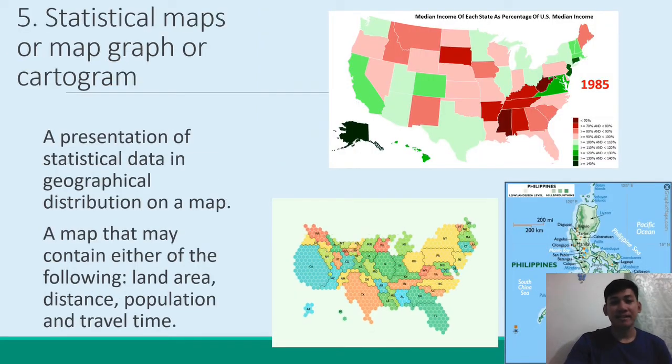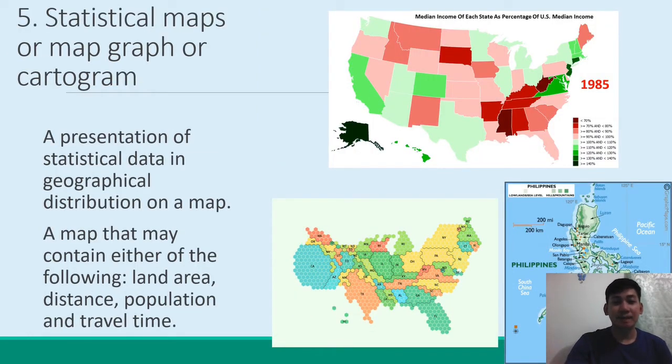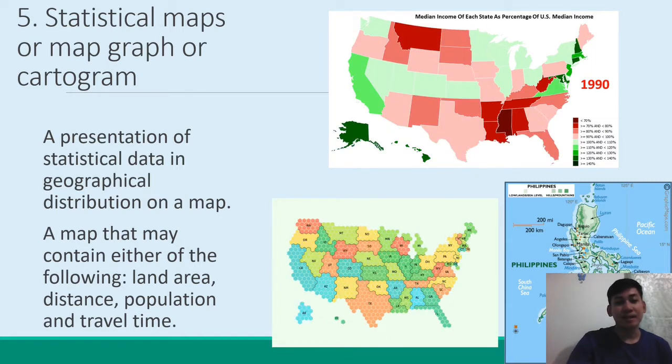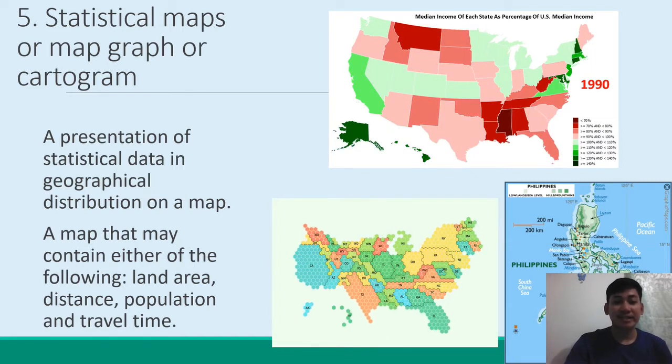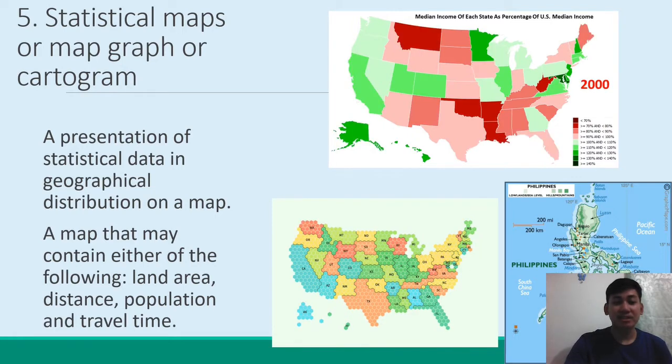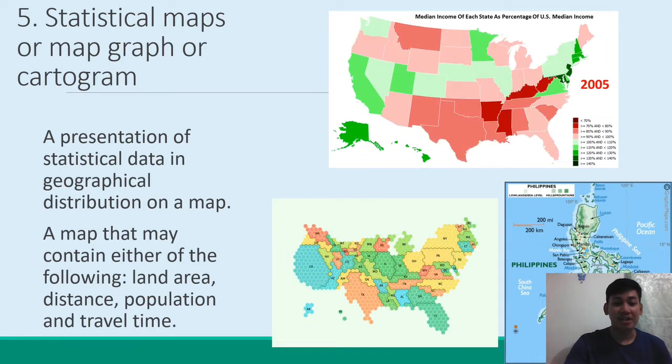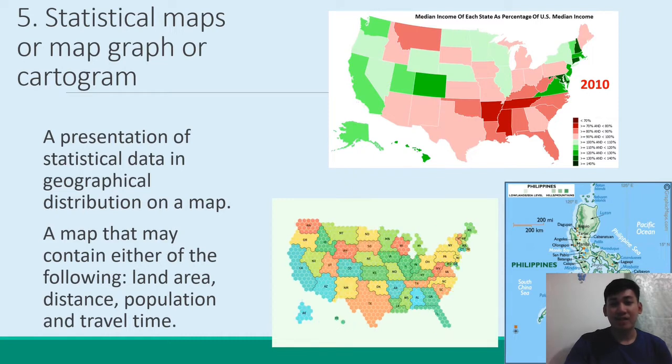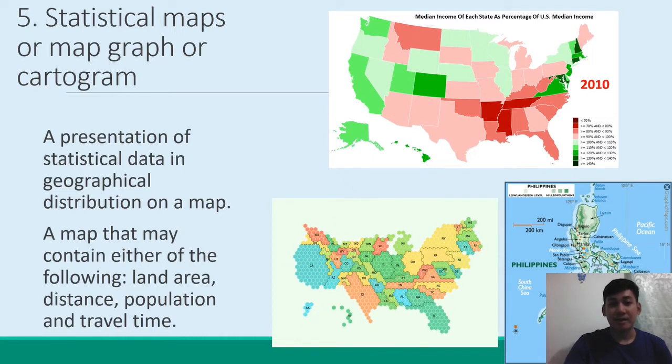So let's have statistical maps or map graph or cartogram. A presentation of statistical data in geographical distribution on a map. A map that may contain either of the following: so land area, distance, population, and travel time. So as you can see in the picture, those are examples of statistical maps or map graph or cartogram.